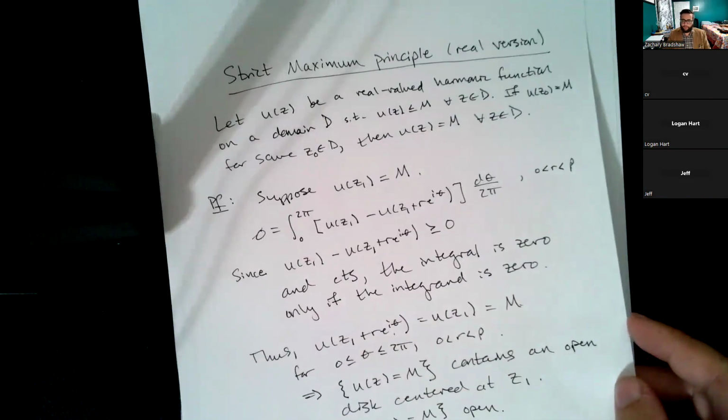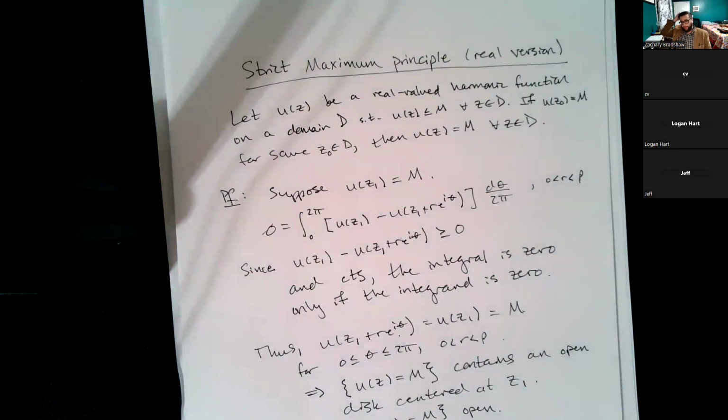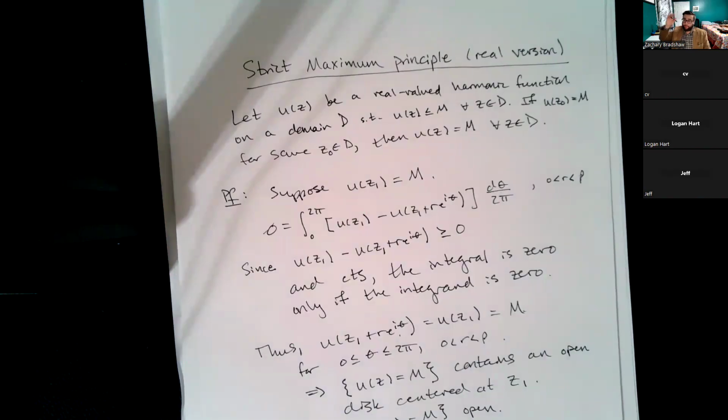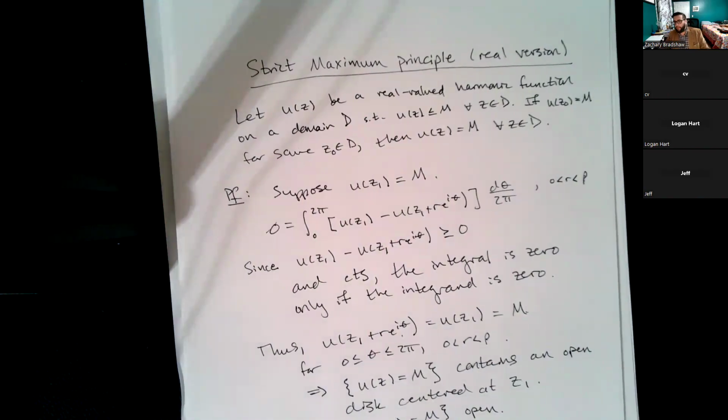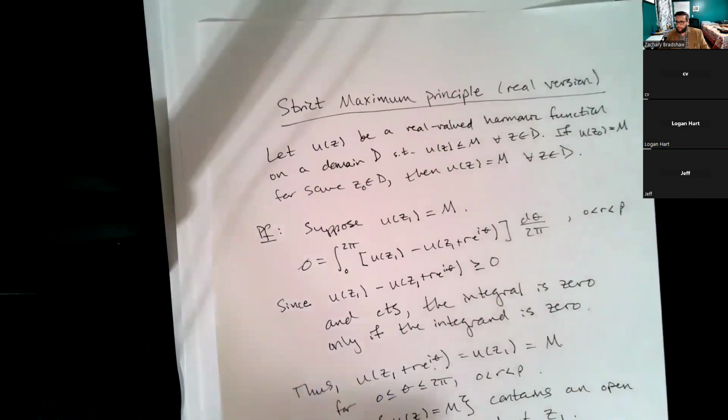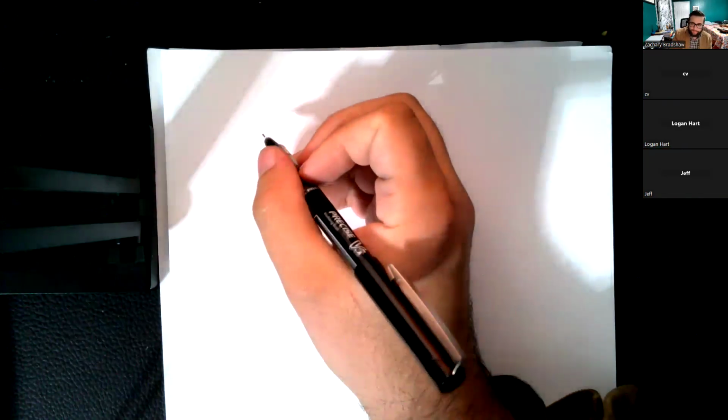All right. So we've learned if we have a real valued harmonic function on some domain, which is bounded and achieves that upper bound, then in fact it's constant on the entire domain. It's equal to that upper bound. Okay. So let's move to the complex version.